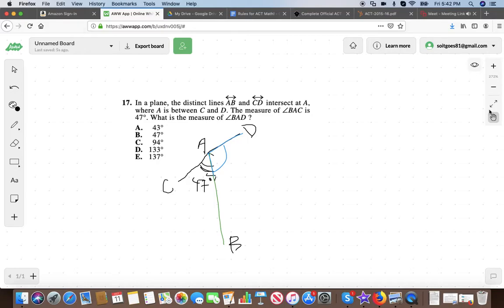Yeah. Right. It's got to be great because, of course, this line here has to add up to 180 degrees total. So what angle for BAD is going to give us 180 degrees for that straight line? It's got to be 133. Right? It even looks like something like 133.